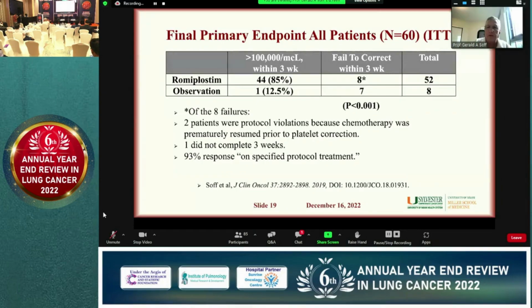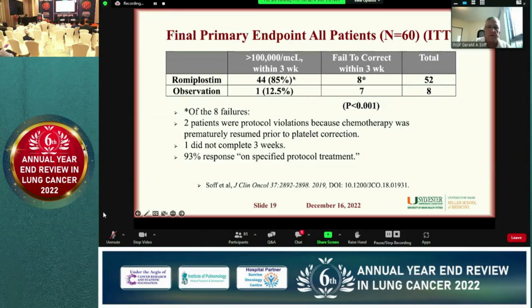And I cleared that with the IRB because I felt it was unethical to continue offering patients no treatment when we've already proven that treatment is safe and effective. But this is what we showed in the aggregate, the total population: of 44 patients, 85% of the Romiplostim patients responded within 3 weeks, and only 1, or 12.5%, of the observation patients responded within 3 weeks.